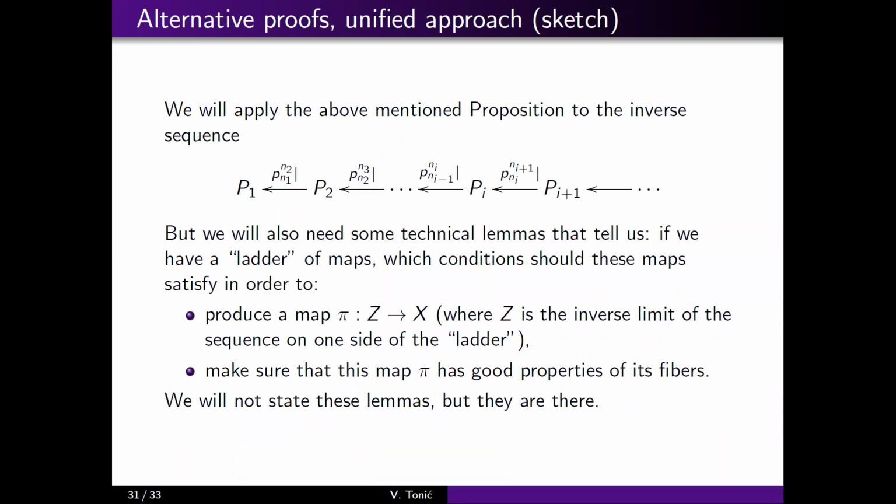Okay, now when we apply this above-mentioned proposition to the original inverse sequence of these polyhedra, by the way, we will not apply it every step of the way. We'll have to skip and jump through the sequence, but it's doable. We will also need some technical lemmas that tell us, in this new ladder of maps that we're building, how close or far apart things are allowed to be in order to get whatever it is that we need. But remember, the original proofs of resolution theorems also needed some technical conditions to build the map pi from Z to X. So there we are not really different.